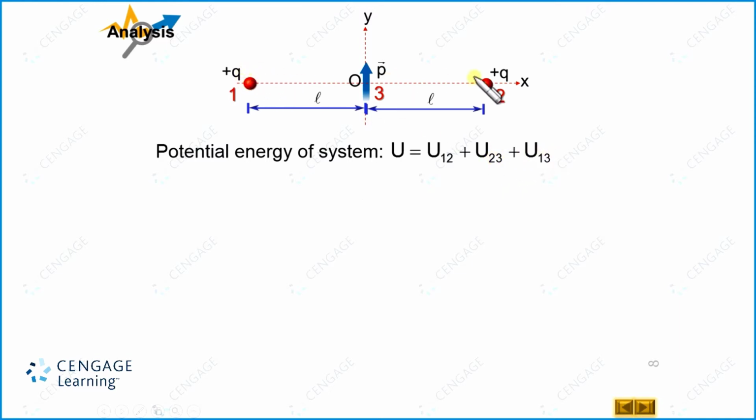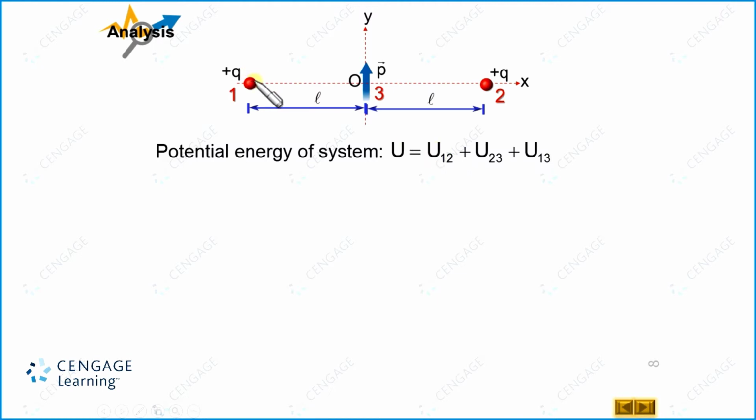This is U12 for these two charged particles, U23 for the dipole and charged particle, and U13 for the dipole and charged particle again. Here we can write U32 or U23, both are applicable. Here again we can write U13 or U31. Okay, this can be written as U12 or U21. Both results will be the same.